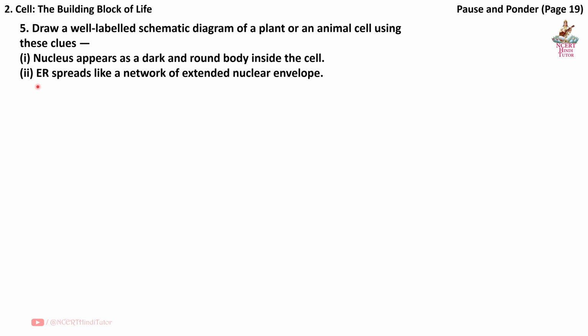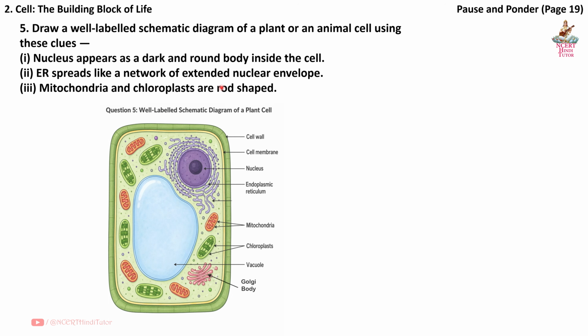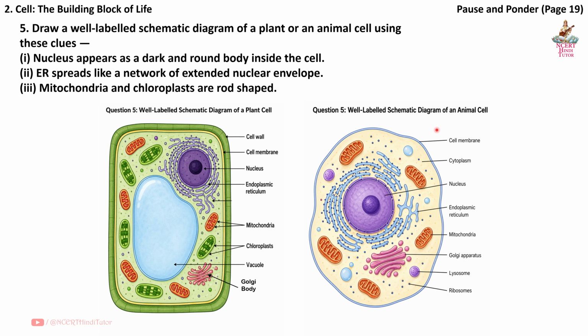Next, endoplasmic reticulum spreads like a network of extended nuclear envelope. Third, mitochondria and chloroplast are rod-shaped. So friends, this is the plant cell. This is cell wall, cell membrane, nucleus, endoplasmic reticulum, mitochondria, chloroplast, vacuole, Golgi body. This is an animal cell: cell membrane, cytoplasm, nucleus, endoplasmic reticulum, mitochondria, Golgi apparatus, lysosome, ribosomes. So you can draw the diagram.